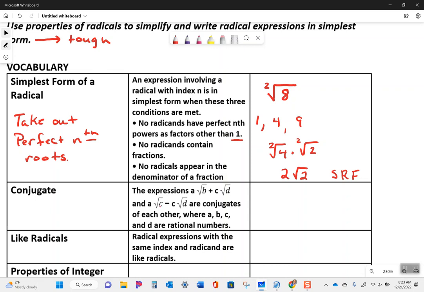See this c right here, guys, in here? Change that to a b right in there. Okay, you see that right there? Okay, it says the expressions a root b plus c root d and a root b minus c root d are conjugates of each other where a, b, c, and d are all rational numbers.